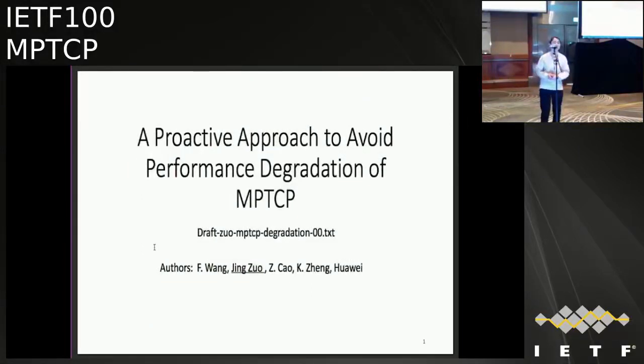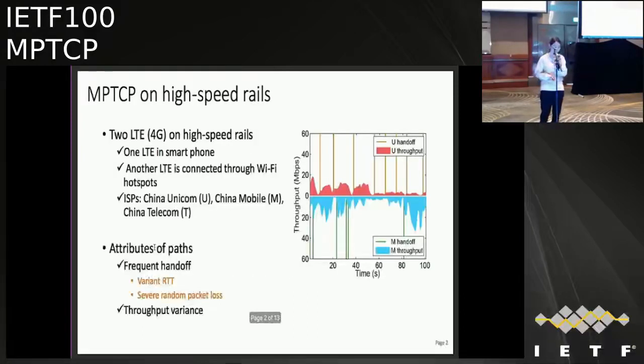Hello, everyone. Today, I'm going to present my draft, which is a proactive approach to avoid the performance degradation of MPTCP. My name is Jin Zuo, and this is joint work with my colleagues from Huawei.